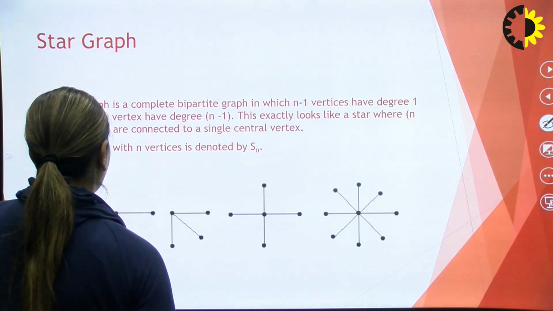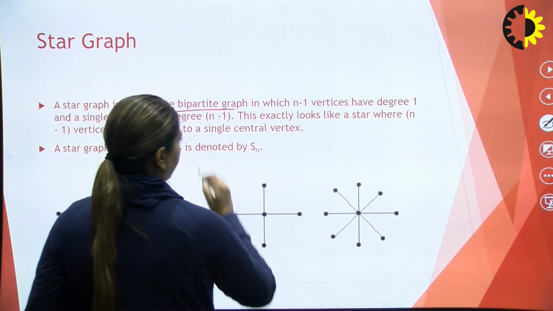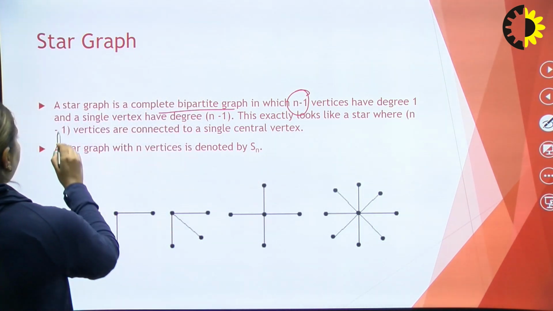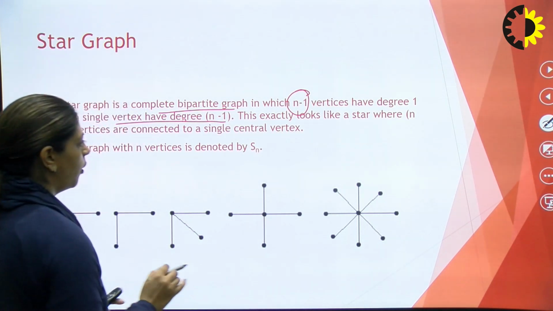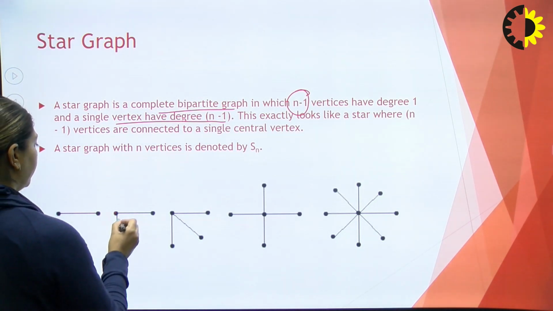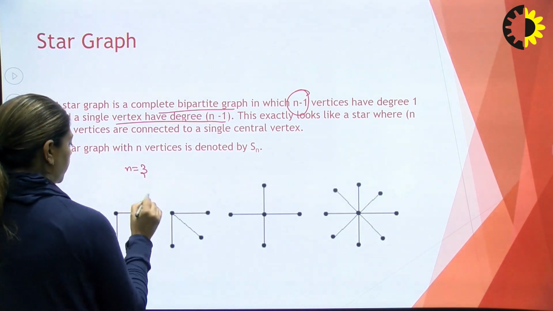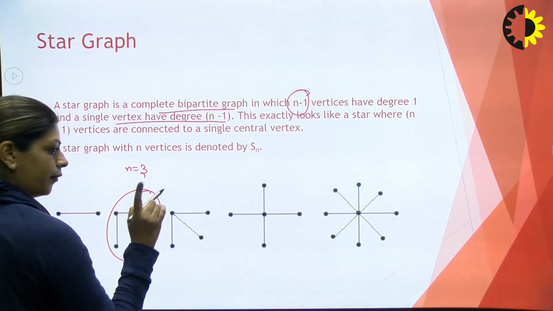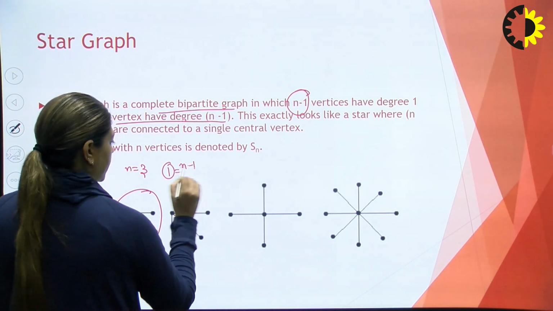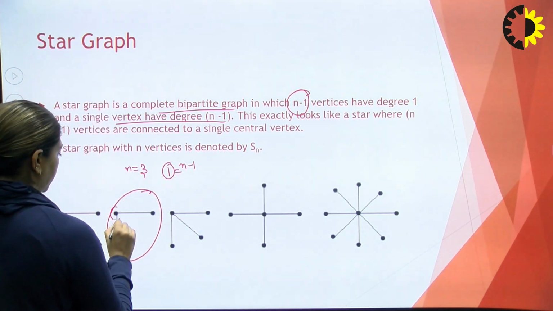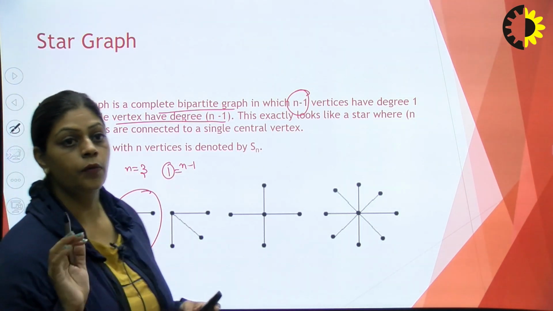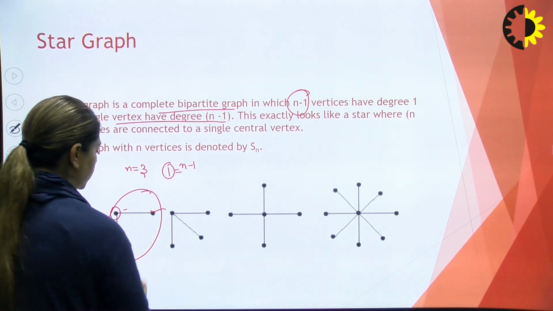What is a star graph? A star graph is a complete bipartite graph in which n minus 1 vertices have degree 1, and the single vertex has degree n minus 1. Now what is happening here? See, this is a vertex, right? And n is equal to 3 in this case. One vertex should have degree n minus 1, so this is the vertex having degree 2. The rest of the vertices should have degree 1. So these are the vertices left out, having degree 1.